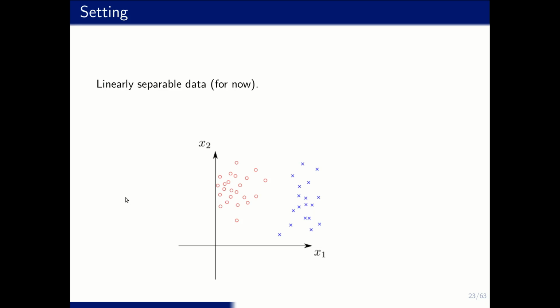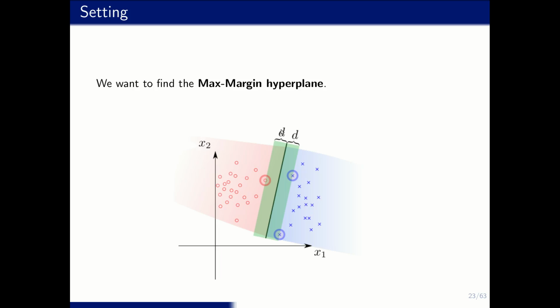So let's get started, and we will assume linearly separable data for now, and we will fix this later. So for now, we assume that there is a data set and we can strictly separate it with a separating hyperplane. And the goal is to find the max margin hyperplane.